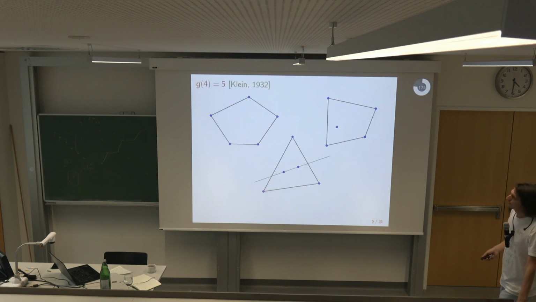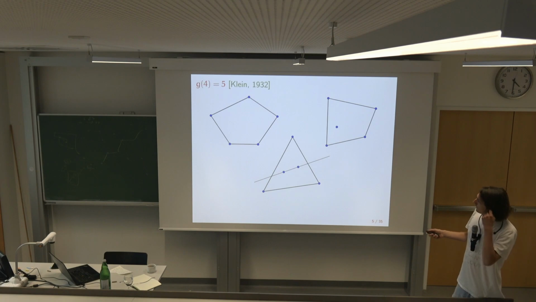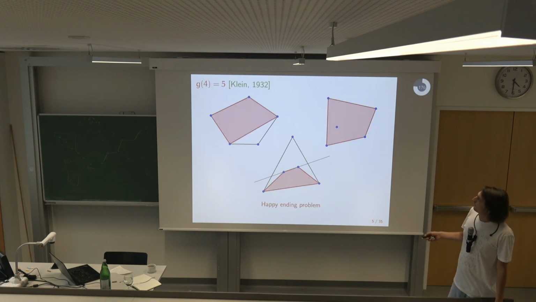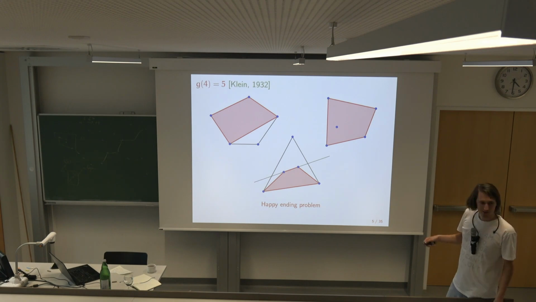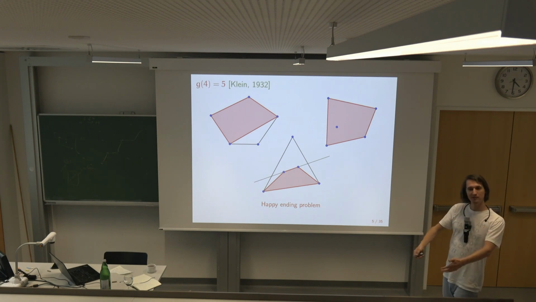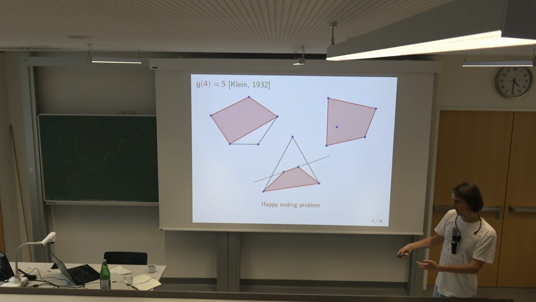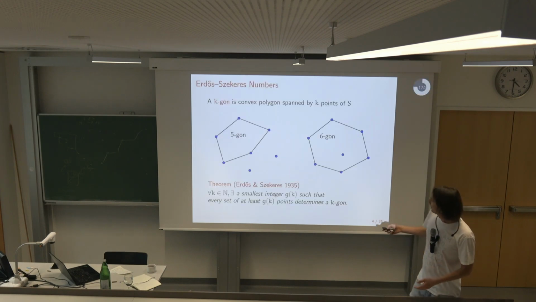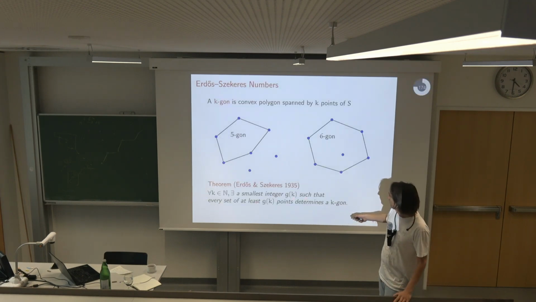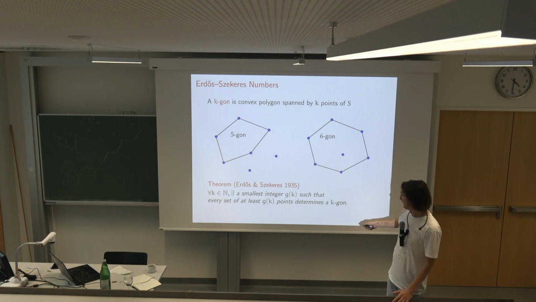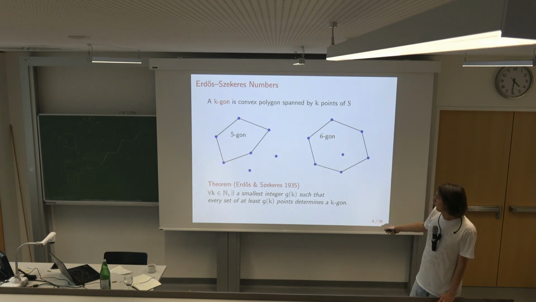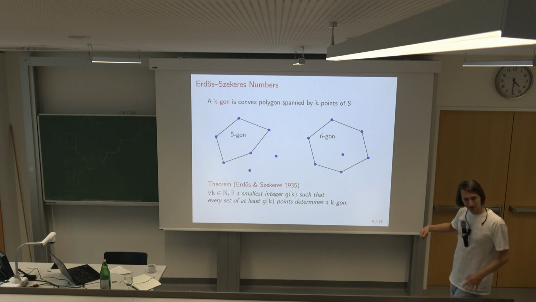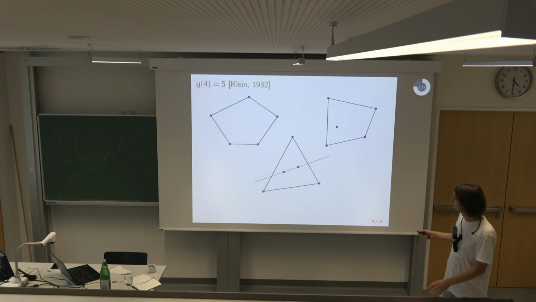And the first numbers were easy. Esther Klein found out that if you have 5 points, you will find a 4-gon. So the fourth Erdős-Szekeres number was just 5. So it's the minimum number of points to guarantee a k-gon. So the Erdős-Szekeres theorem says if you have enough points, then every set of this many points will give you a k-gon. So the question was, how big are those numbers? That's the question that we look at.